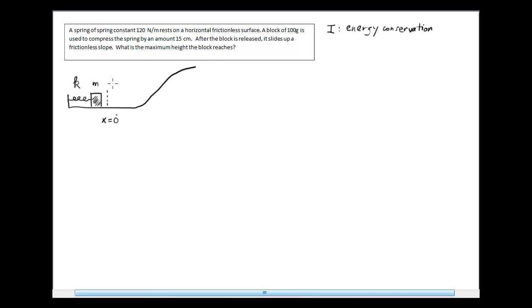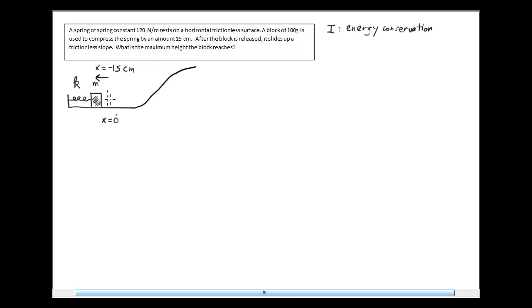I'm not sure why that is, but that's just the way I normally do it. And the amount that the block has been compressed, this x value here, is x equals, actually in this case, negative 15 centimeters, because x equals 0 is shown here. Stretching the spring would mean a positive x, compressing it would mean a negative value. And k and m are given in the problem.